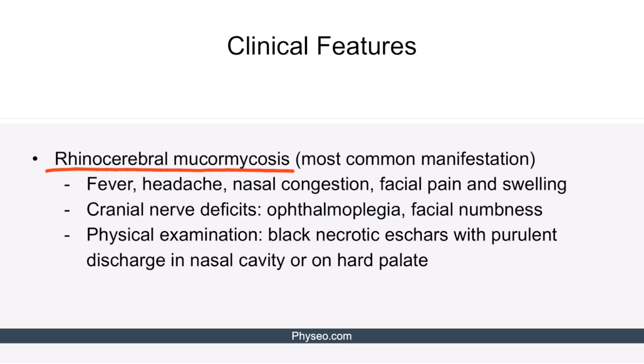This is rhinocerebral mucormycosis. And you can break this up by thinking of rhino and cerebral separately. Just imagine it starting in the rhino, so nasal congestion and those sinusitis symptoms. And then as it gets more progressed, it will just invade the brain. So you get the cerebral signs or the cranial nerve deficits.